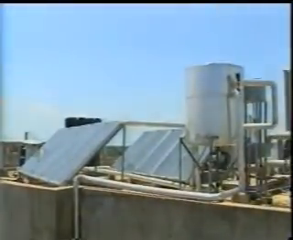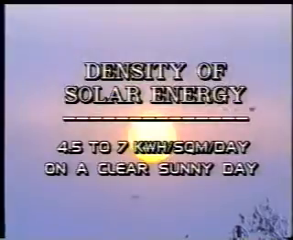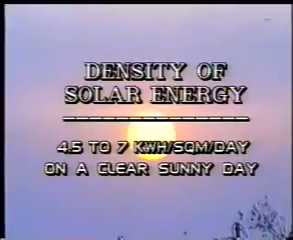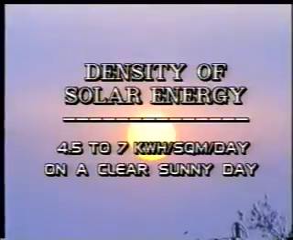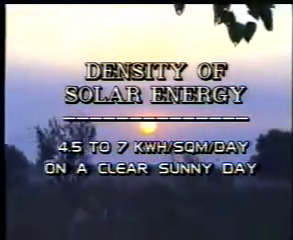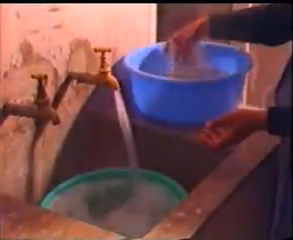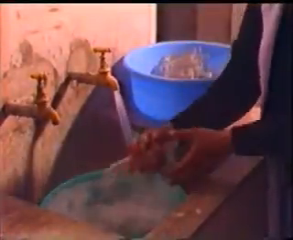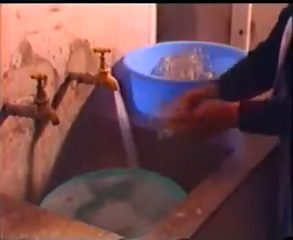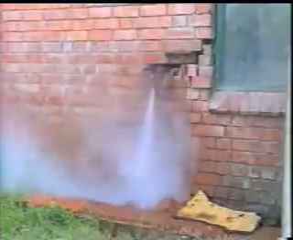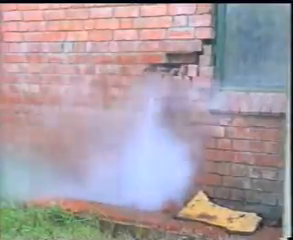In India, most of the time the sun is available and the density of solar energy available is 4.5 to 7 kilowatt hour per square meter per day on a clear sunny day. The most promising and feasible application of solar energy is in the area of water heating. Solar water heating, especially at temperatures below 100 degrees Celsius, is a simple technology as well as easy to develop and fabricate with almost no running and maintenance costs.